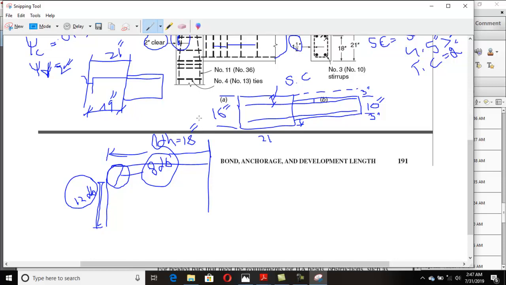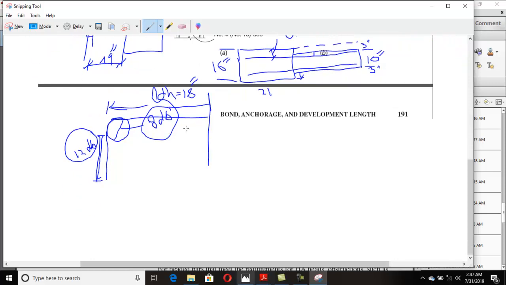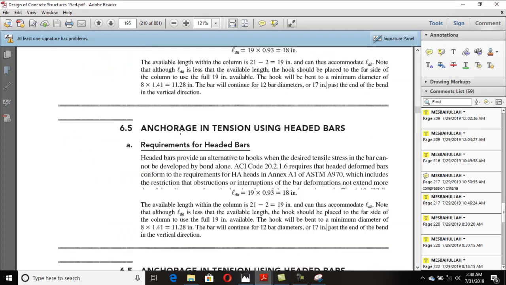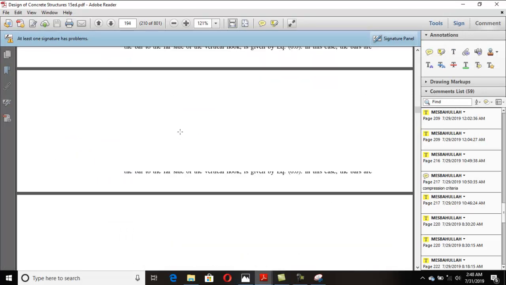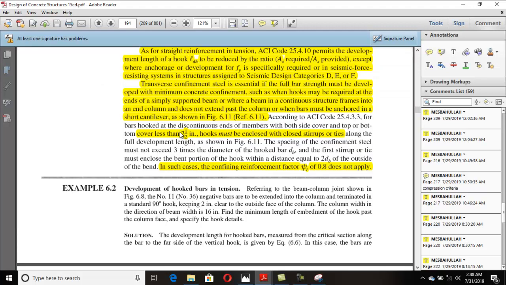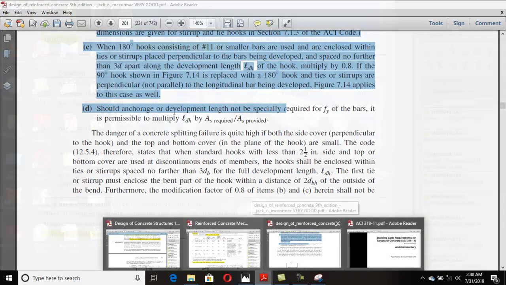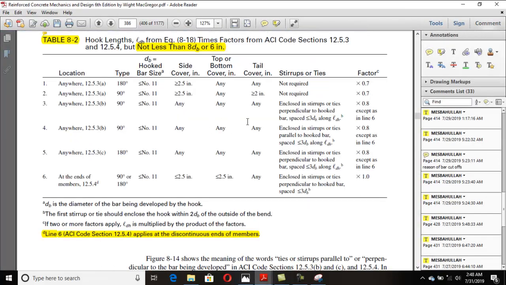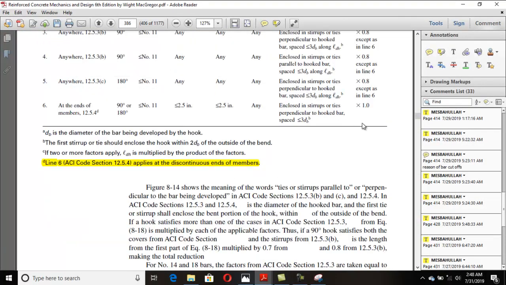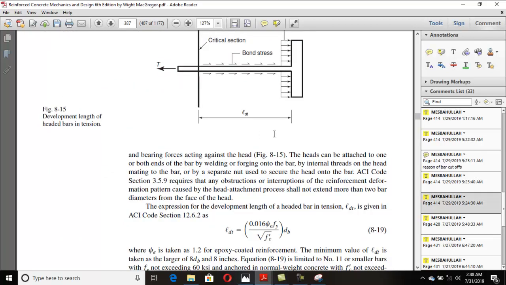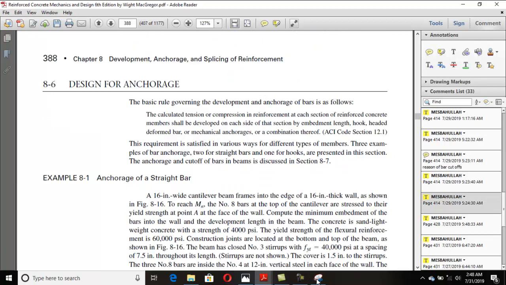This length will be 18 inch. This is the design of the board, which is done in the Nilson. Okay, so if we come to the McGregor book, there is also one example, and it is also related with the hook design.